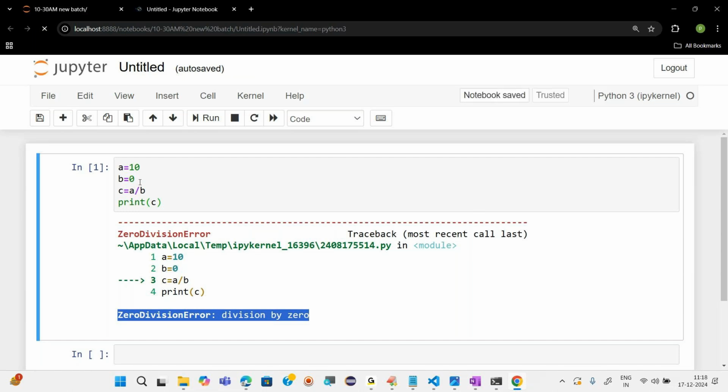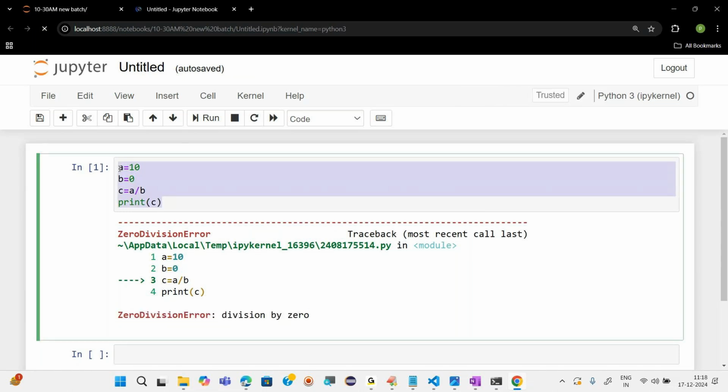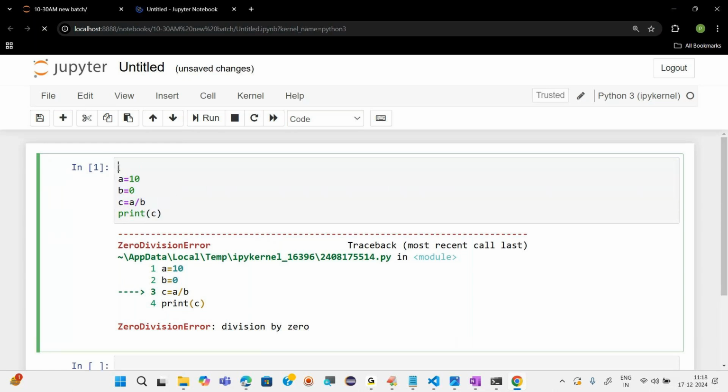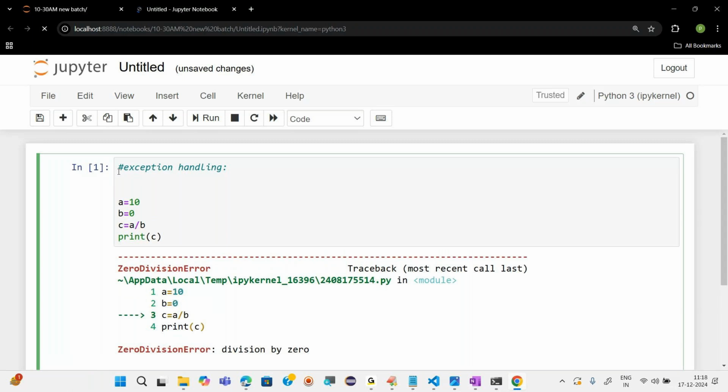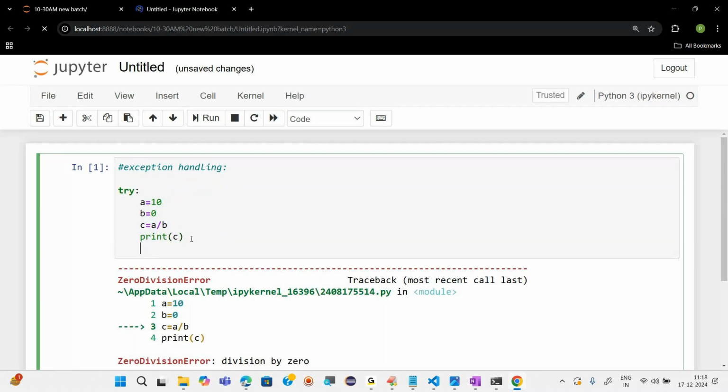This particular thing should be handled. How are we going to handle this? There is a concept of exception handling, which makes our Python one of the robust languages. Clear? To handle this, I will use a try block, and you do not have to worry about what I am writing here. Later on I will explain everything in detail.